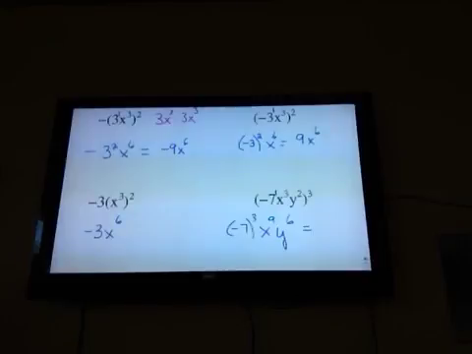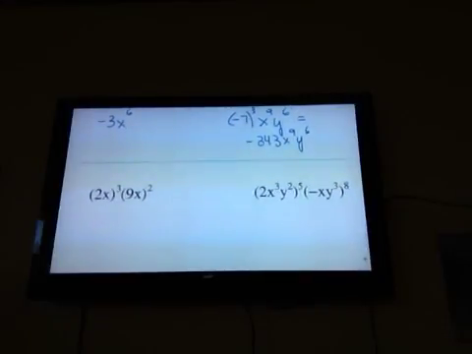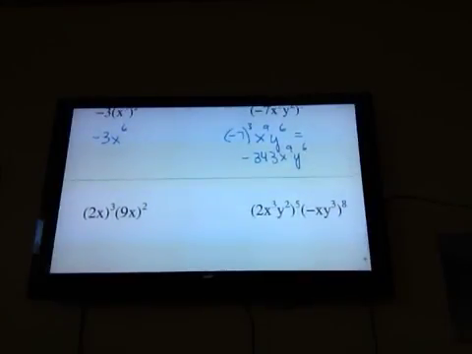343. So negative 343. X to the 9th, y to the 6th. Negative 7 times negative 7 times negative 7. Here I'm multiplying, but first and foremost, I have powers on those parentheses, so that has to happen first.